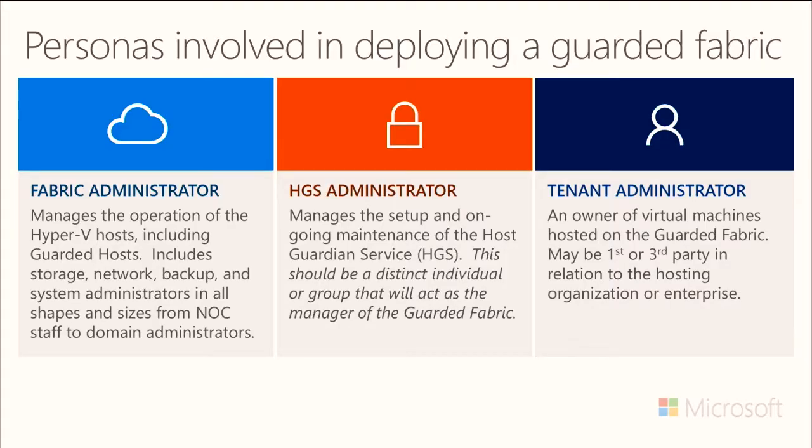All right, shifting gears for a second. Who are the personas involved in deploying a guarded fabric? Because we've been flip-flopping between different people, we've given them little icons here so that you can see where they're relevant later. The first one is the fabric admin. A fabric admin is the person that manages the Hyper-V fabric itself. They manage the host. They may well even deploy the hosts. They may well configure the code integrity policy. And they're going to be the ones that add additional nodes when scale-out services are required.